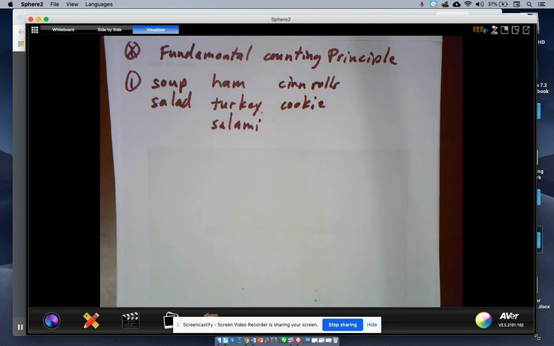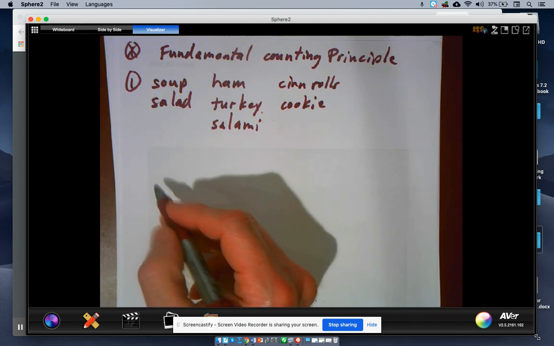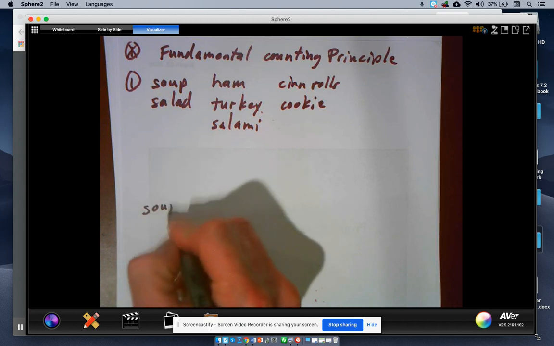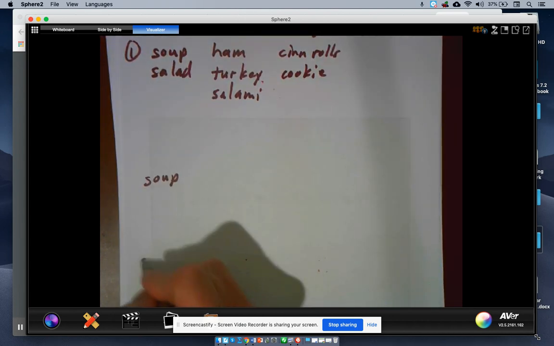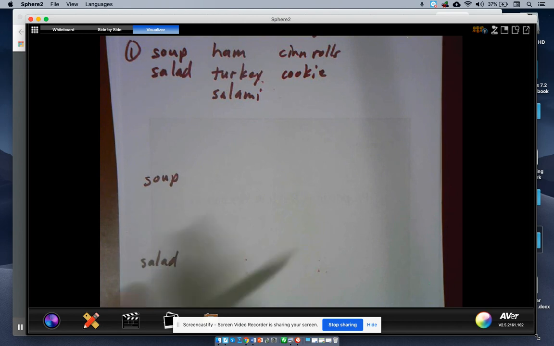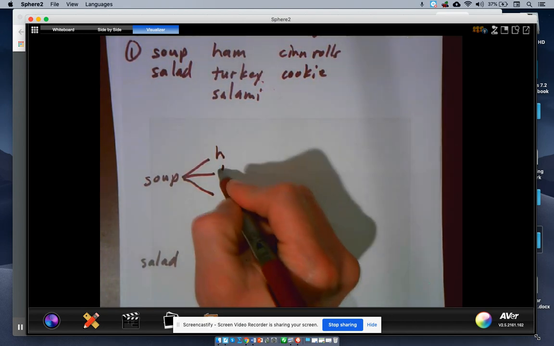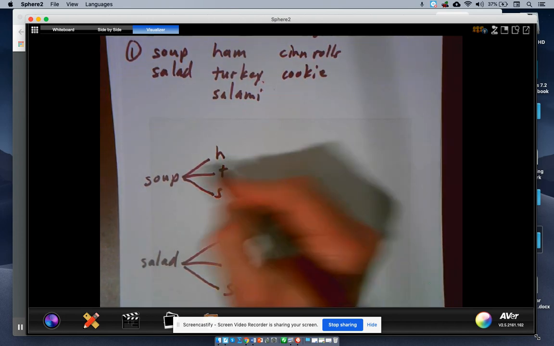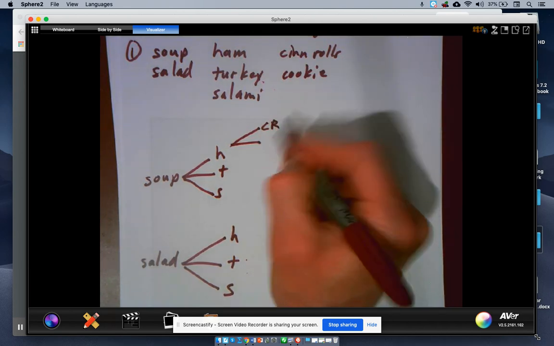So what we do is we draw a tree diagram to help us out with that. So let's see how many different things we could do. It's going to get kind of big, so we'll save some space. So I'm going to start off with either a soup or a salad. I'm going to go salad down here. Now next up, I could branch off in 3 directions. I could get a ham, a turkey, or a salami. Same here, I could get a ham, turkey, or salami. And then I could branch off in 2 directions from each of those. I could get a cinnamon roll or a cookie.